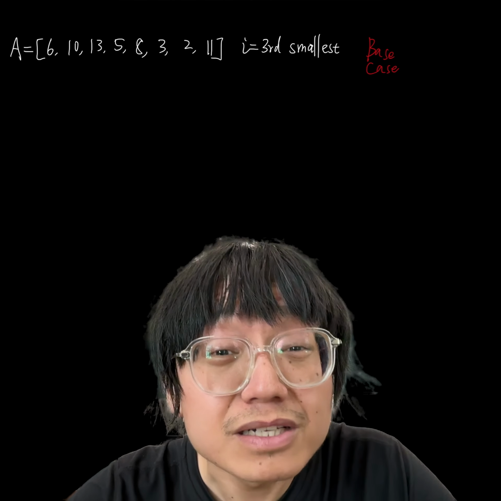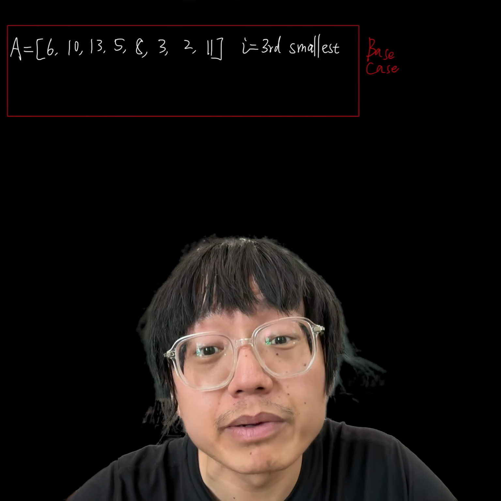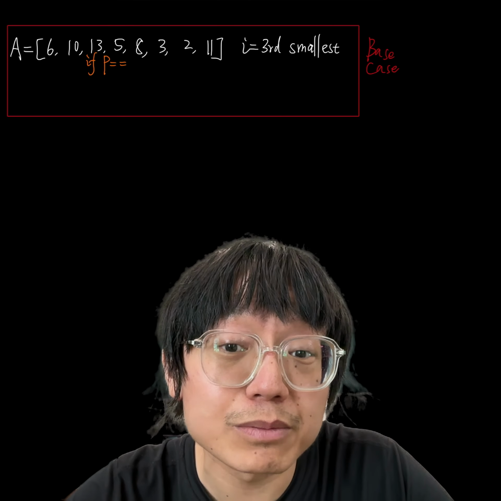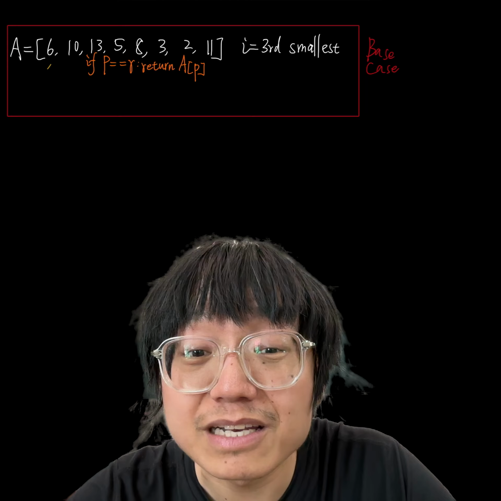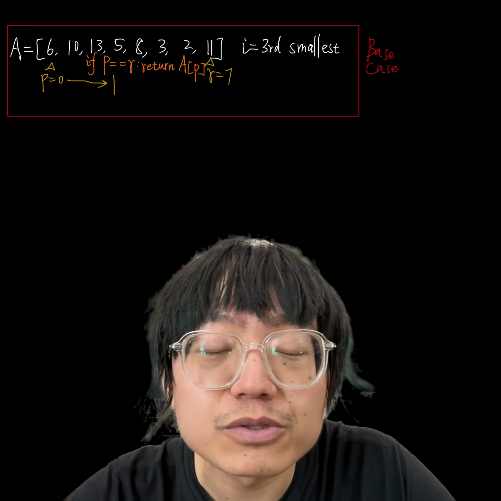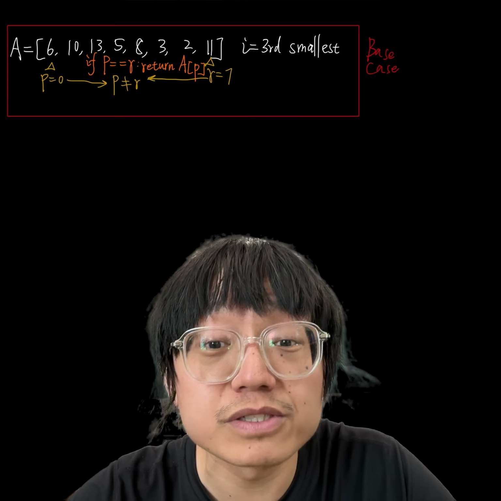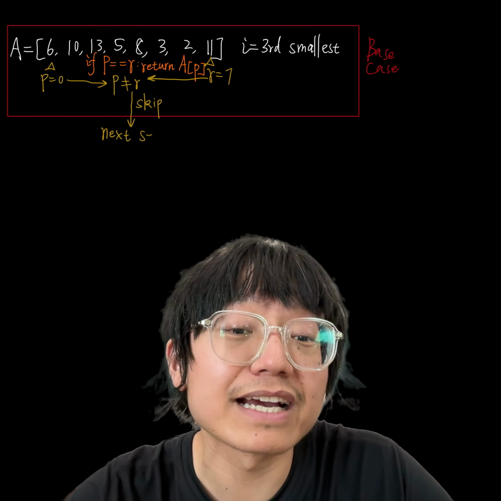So the steps of the randomized select algorithm are: the first step is our base case. We check if the subarray has just one element. If so, we directly return that element. But in our case, p is not equal to r, since p is equal to 0 and r is equal to 7, so we skip to the next steps.